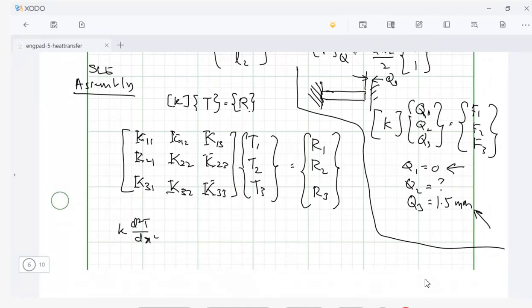So the first time you integrate, let's wait for a while.